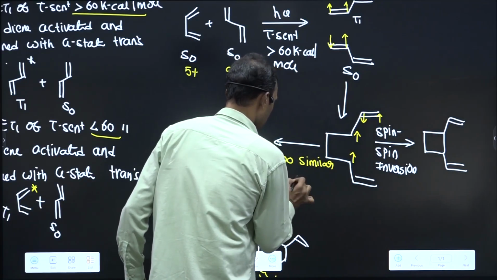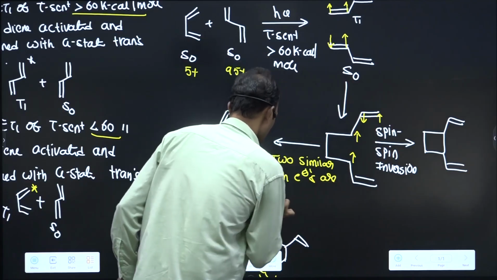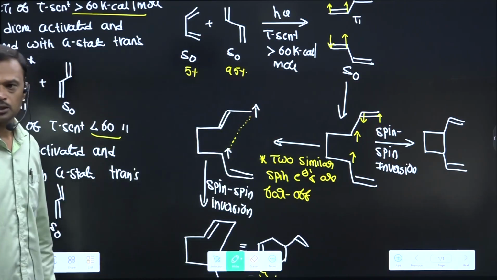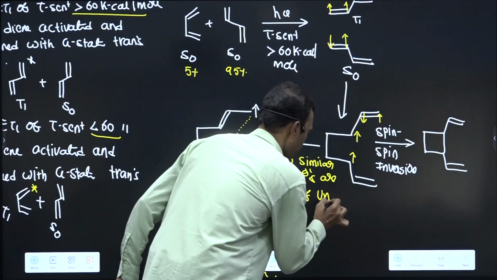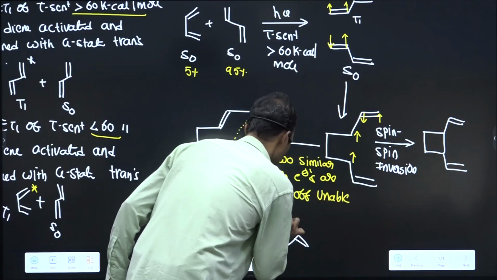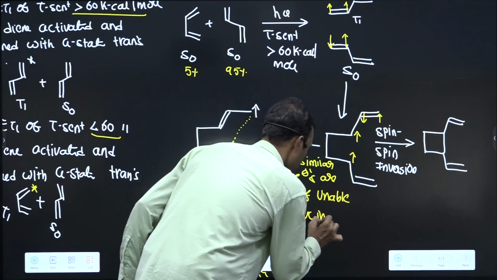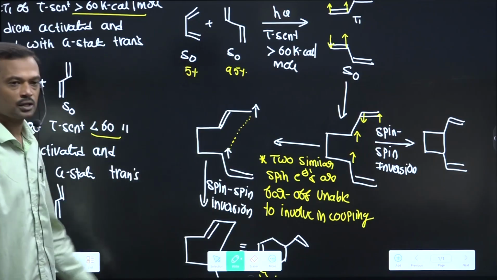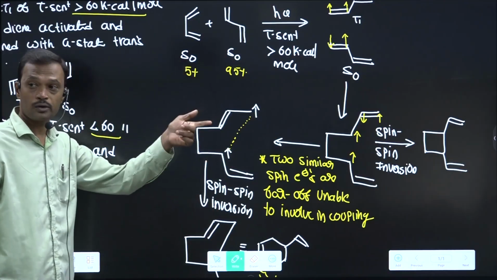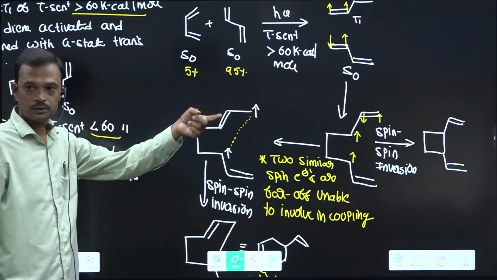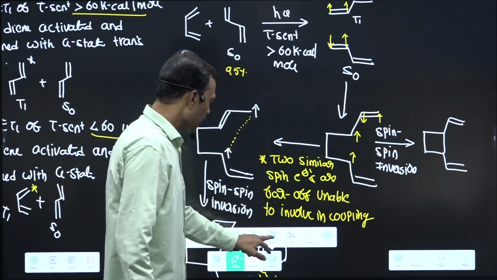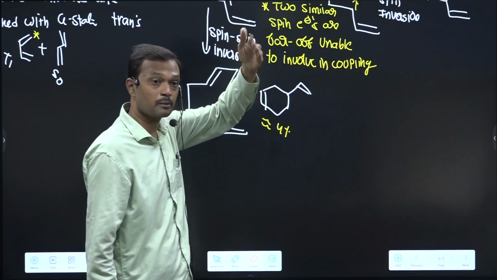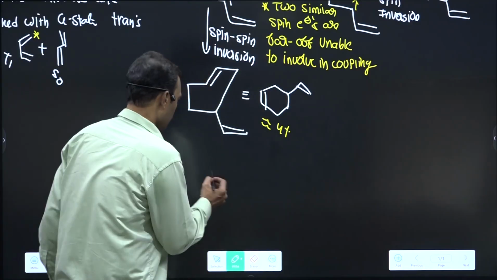So these two similar spin electrons are far off. They are separated by a large distance, so unable to involve in coupling. Unable to involve in coupling means unable to involve in bonding interaction. So that's why the percentage is very less. That's why when trans is activated, trans is major, and 4-vinyl cyclohexane is minor because the 1,6 biradicals are separated by a large distance.